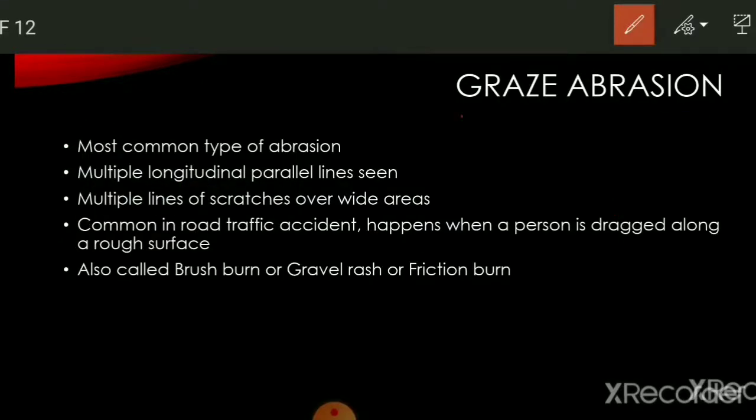Now next comes graze abrasion. Firstly we talked about scratch abrasion, next is graze abrasion.